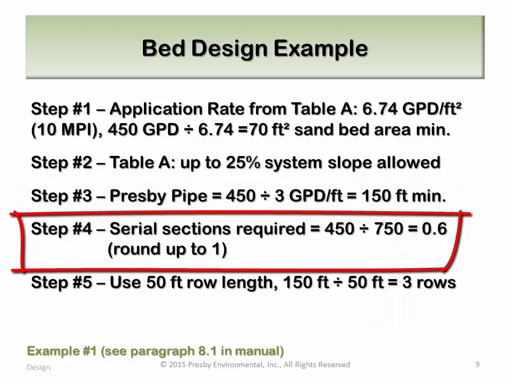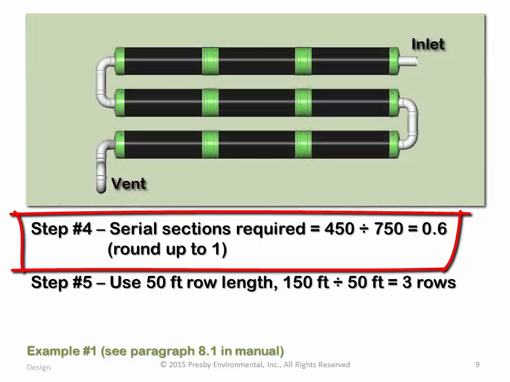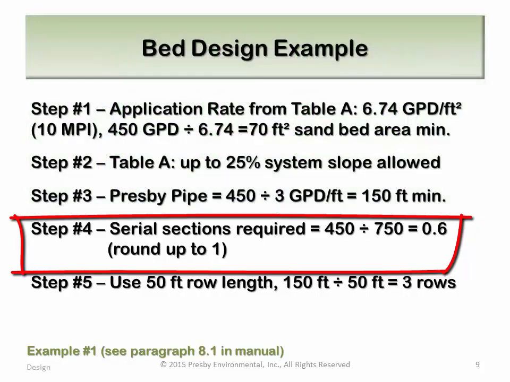Step 4 confirms the number of serial sections required. When using a serial layout, the manual requires 1 serial section per 750 gallons of daily flow. In our example, we are using only 450 gallons per day, which is well below 750. So we can use a basic serial layout. This will allow all the Presby rows to be connected in a single series, much like sausage links.